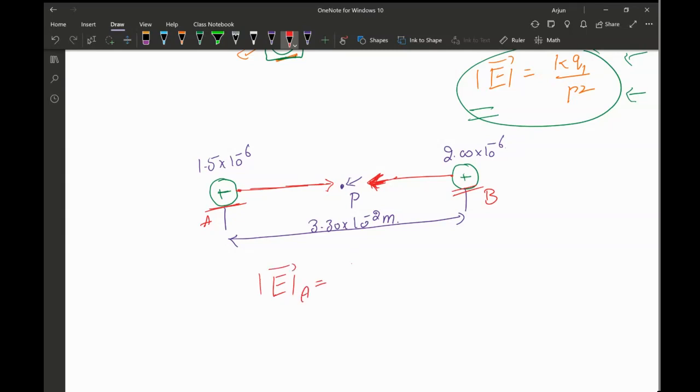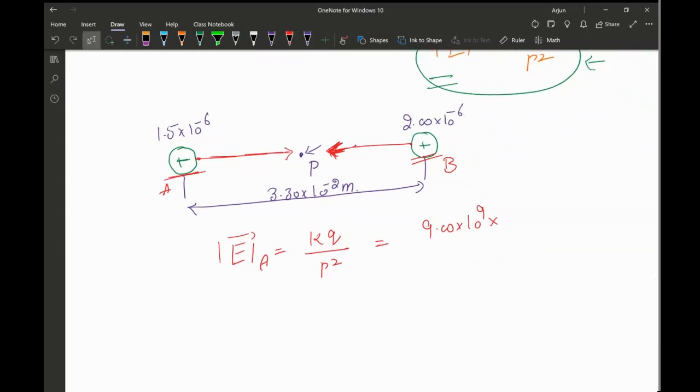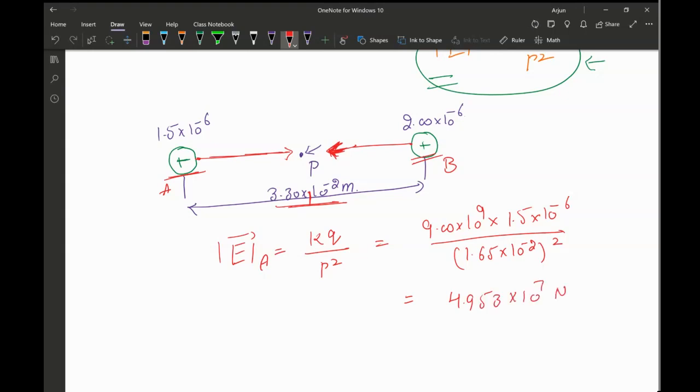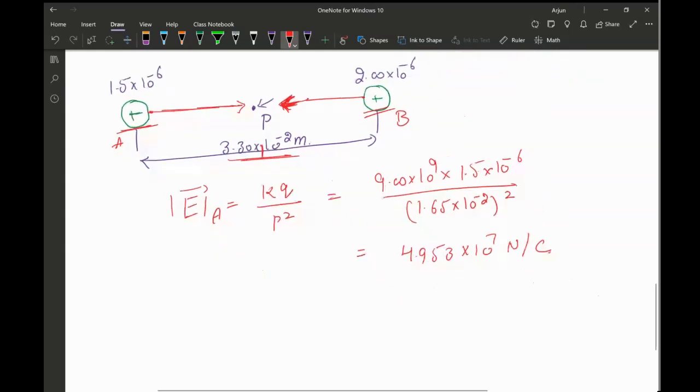EA value will be equal to KQ divided by R square. Now that will be 9.00 times 10 raised to the power 9 multiplied by Q value, which is 1.5 times 10 raised to the power negative 6, divided by R square. The distance is right in the middle, so that will be 1.65 times 10 raised to the power negative 2. I'm just taking half of this distance and then squaring it, and you will get the magnitude as 4.953 times 10 raised to the power 7 Newton per Coulomb. And this is towards the right hand side.